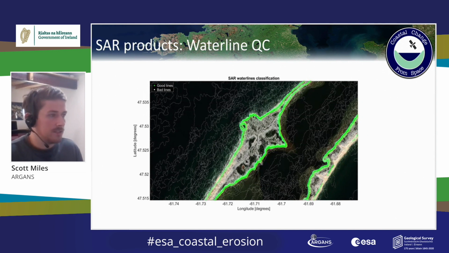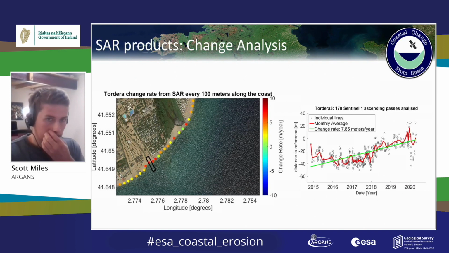And this can be seen from an example in Canada with all the processed water lines overlaid on top of each other, with the green areas indicating the good lines and the white ones indicating the bad lines. So by using a comparison of these water lines against a reference shoreline, it's also possible to track trends in the waterline position changing over time. So this is an example in Tordera in Spain, where we see quite large erosion trends. And using the waterlines here, we've been able to estimate a change of about 7.85 meters per year.